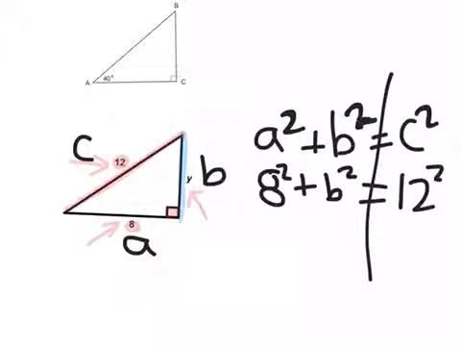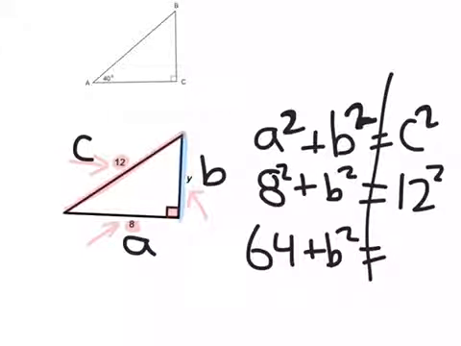Now we're going to go ahead and square these numbers. Well, 8 times 8 is going to be 64. We're simplifying. Plus B squared, I still don't know what B squared is. And 12 times 12 is 144.